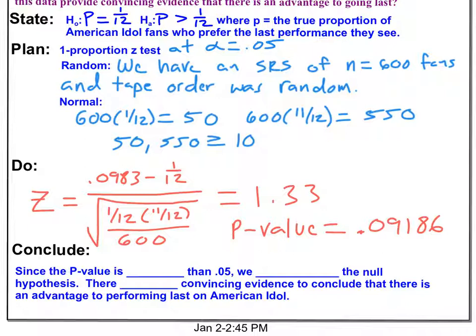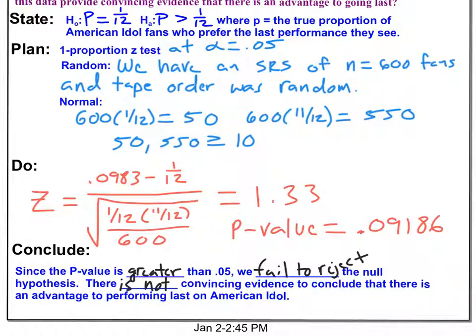Now, as far as our conclusion goes, our p-value is greater than 0.05. So we will fail. Running out of room here. We are going to fail to reject H0. There is not convincing evidence to conclude that it's advantageous to go last. Okay? Our sample did not give us convincing evidence.